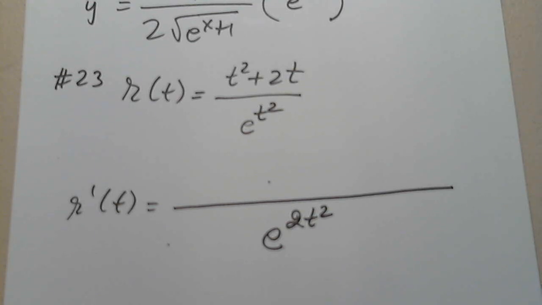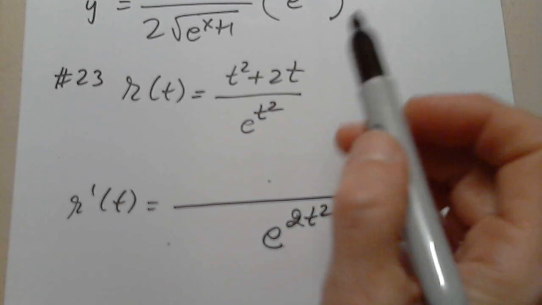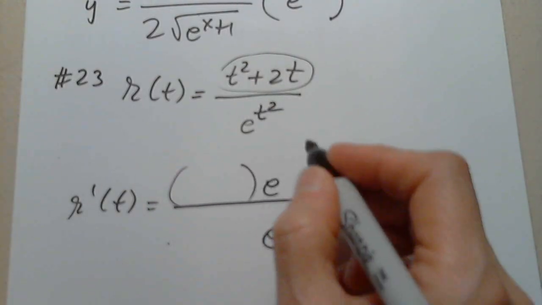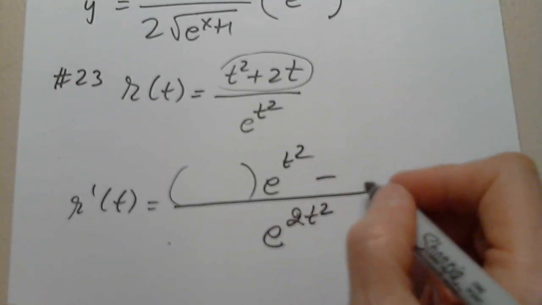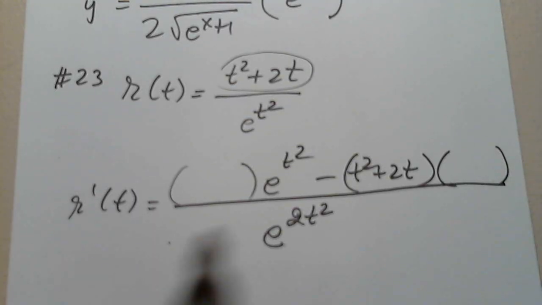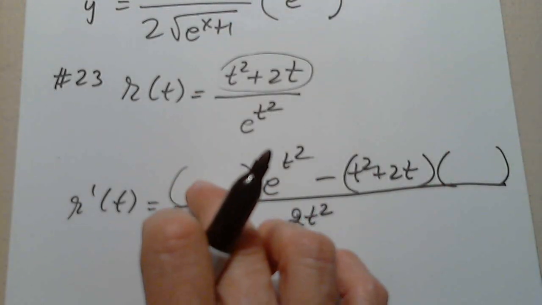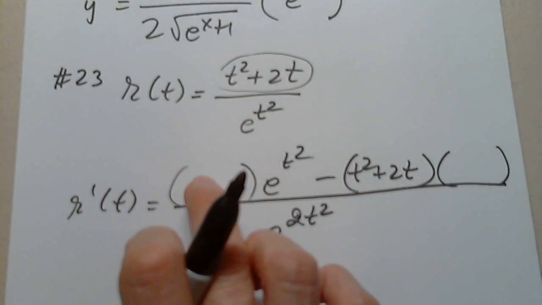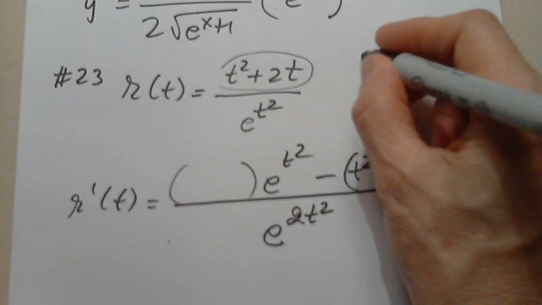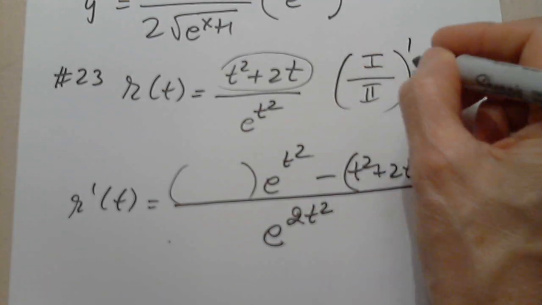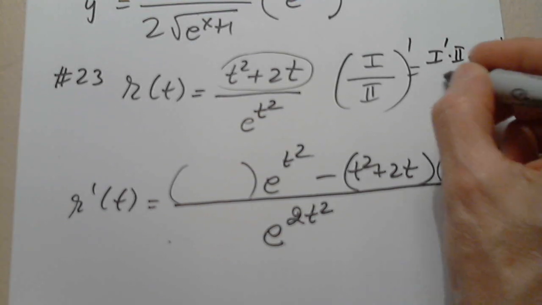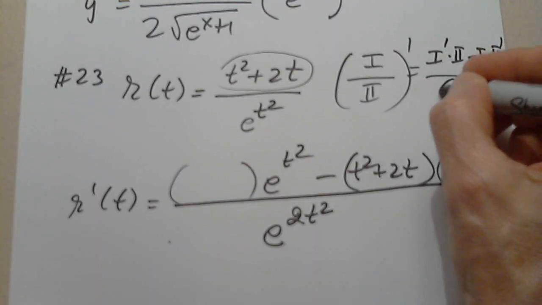But now the numerator is more complicated. Can anyone give us the derivative of this? So I can put it here. And then multiply by e to t squared minus, then the top times e prime, e to t squared prime. So can anyone give us a derivative of t squared plus 2t, so I can put it here? So remember the formula: 1 over 2 prime equals 1 prime times 2 minus 1 times 2 prime over 2 squared, not prime.